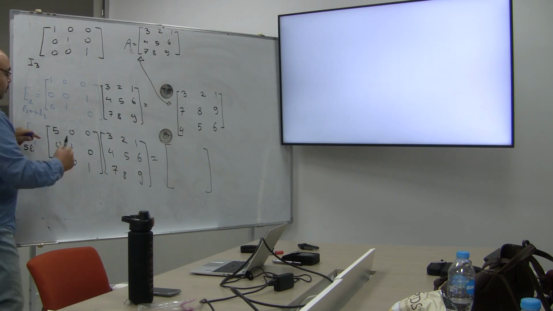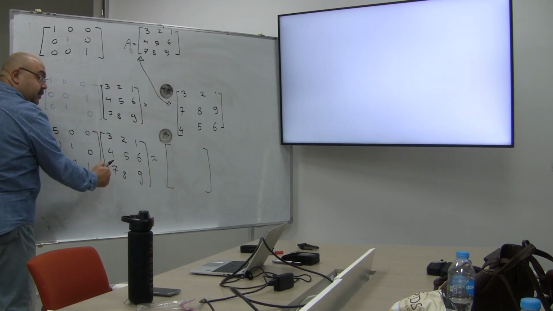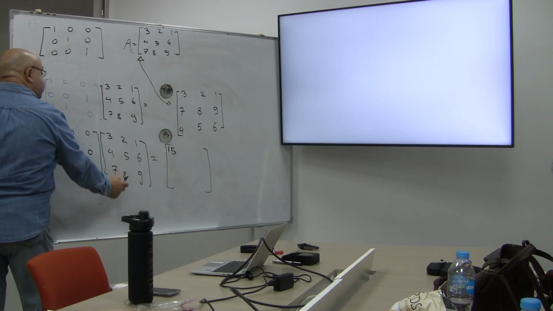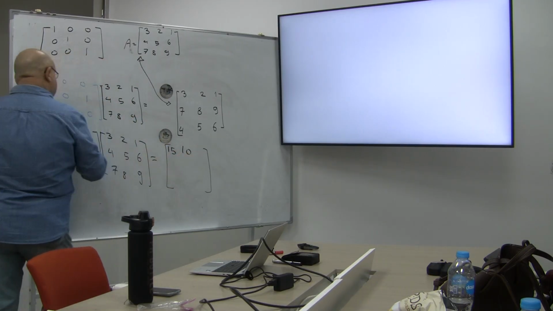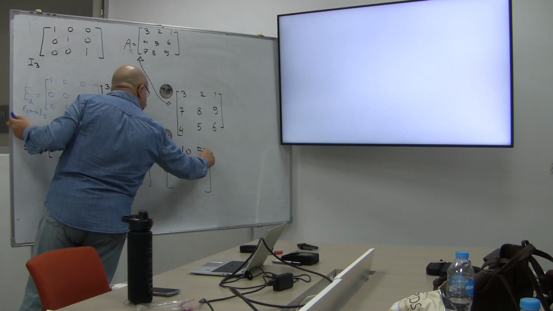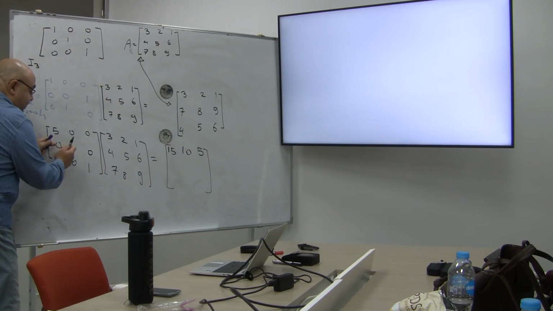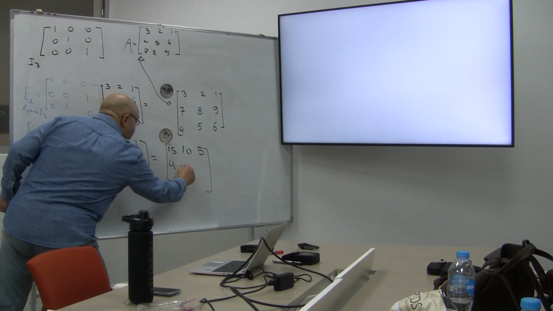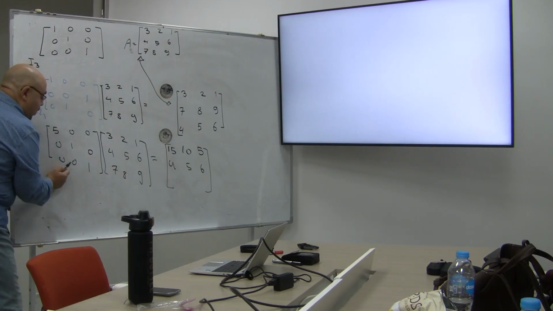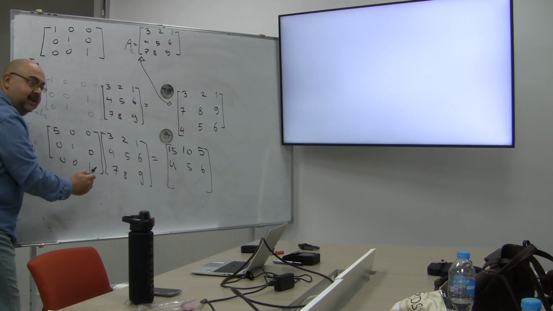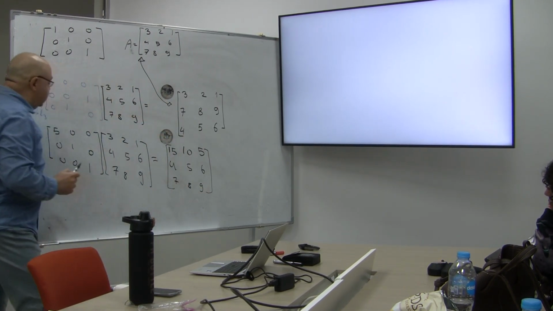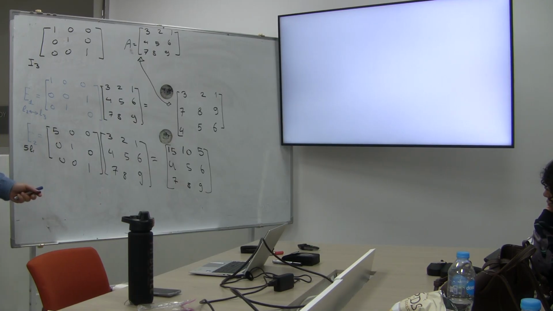Let's do the multiplication. I'm going to multiply the first row by the first column. So 5 times 3 is going to be 15. Multiply the first row by the second column, then the first row by the third column. Once you multiply the second row by the first column, it will remain the same, so it's going to be 4, 5, and 6. Once you multiply the third row, it will remain the same also: 7, 8, and 9. This is how we perform the second row operation, but using the elementary matrix.